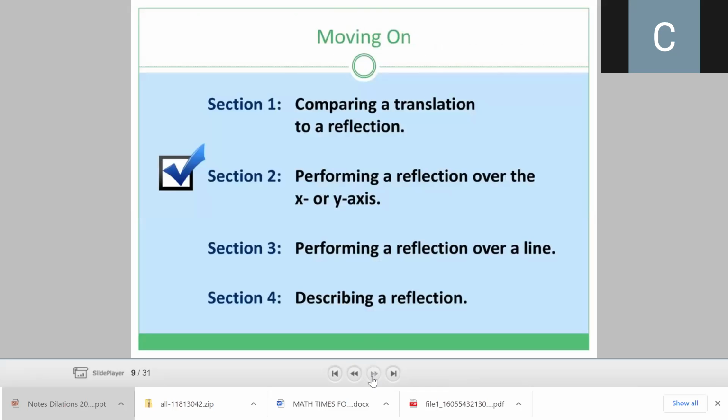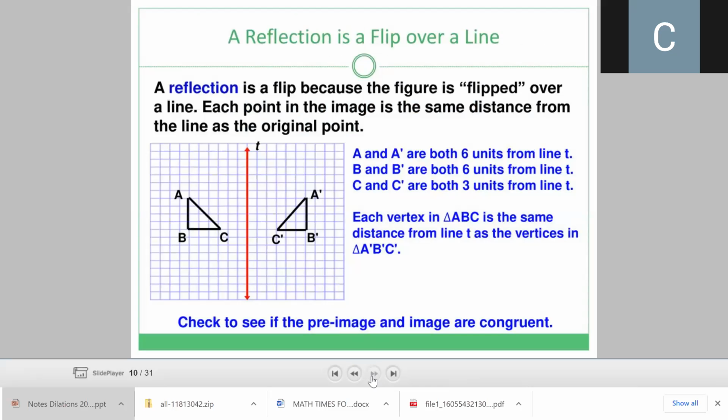So let's begin the real stuff now. So, quick revision. A reflection is a flip because the figure is flipped over the line. Each point in the image is the same distance from the line as the original points. So A and A prime are both 6 units from the line T. So here, just a quick revision, 1, 2, 3, 4, 5, 6. The other side, 1, 2, 3, 4, 5, 6.